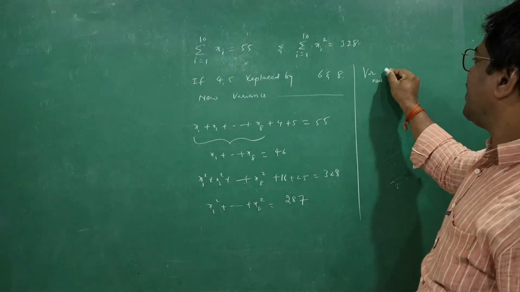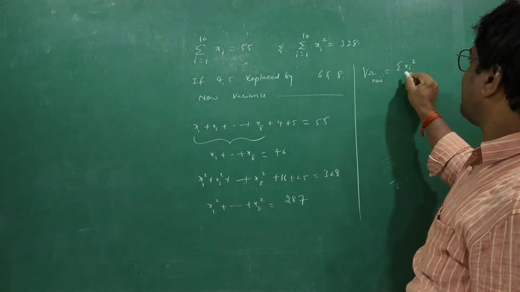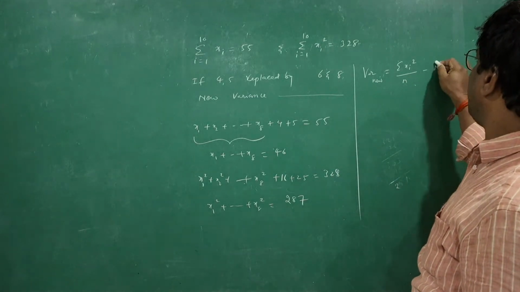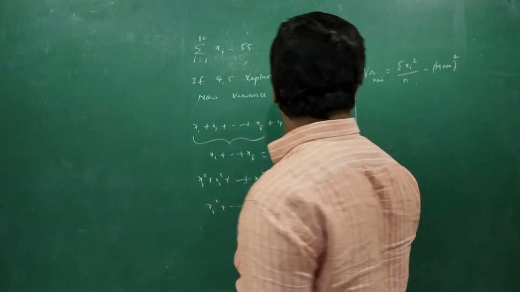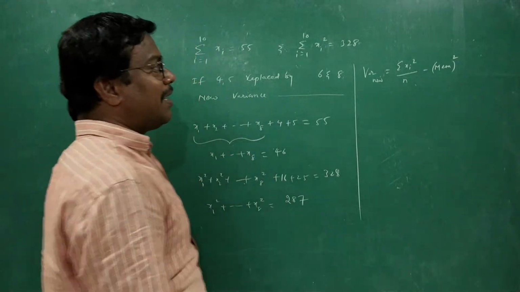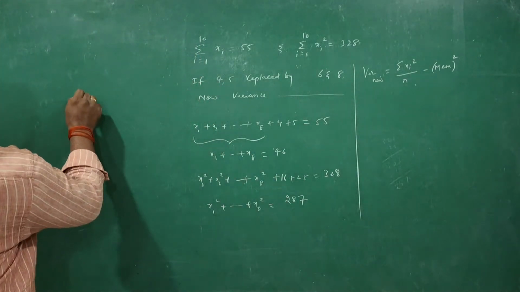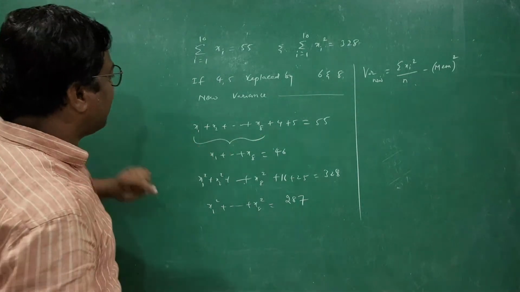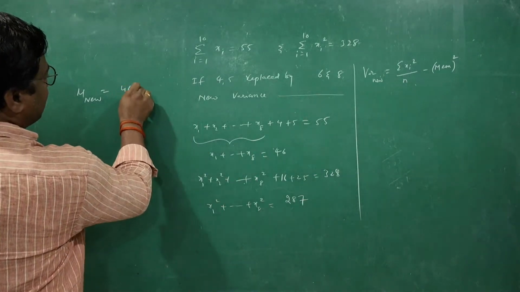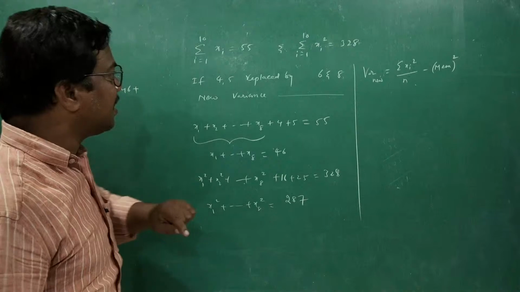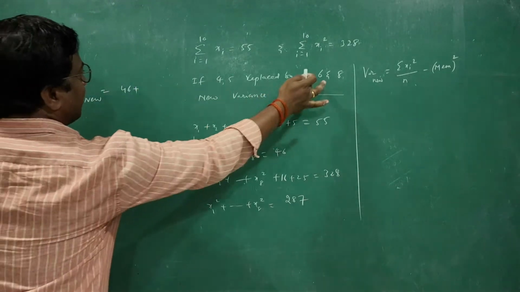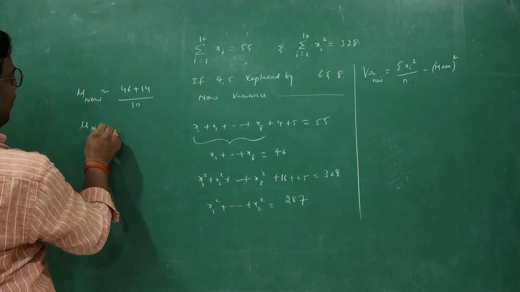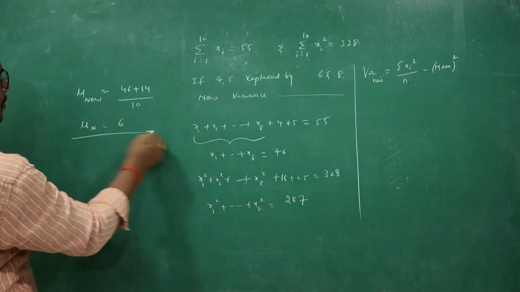Now the new variance. The new variance I am going to find. The new variance formula is summation xi square divided by n minus mean whole square. Now you need to find the new mean and the new summation xi square, right? The new mean: 8 terms are the same, so that is 46, but replacing 4 and 5 with 6, 8, the sum of these two is 14, total entries 10. Therefore the new mean becomes 60 by 10, which gives 6.